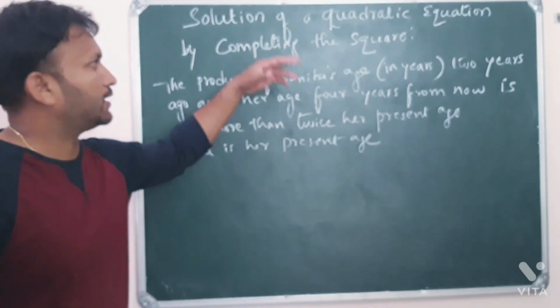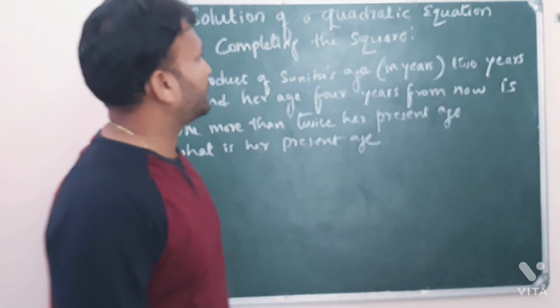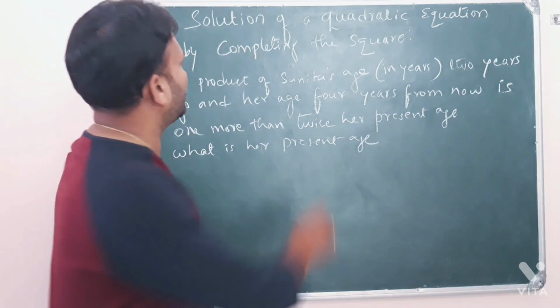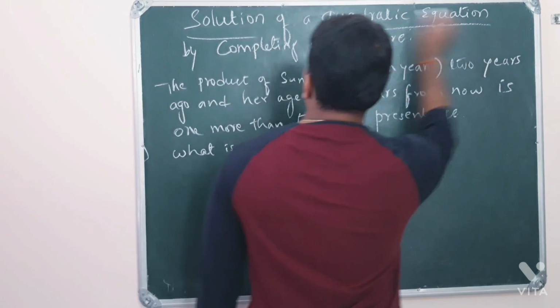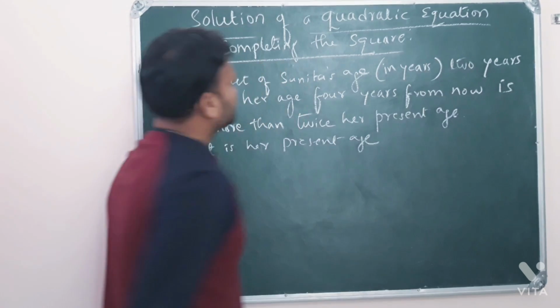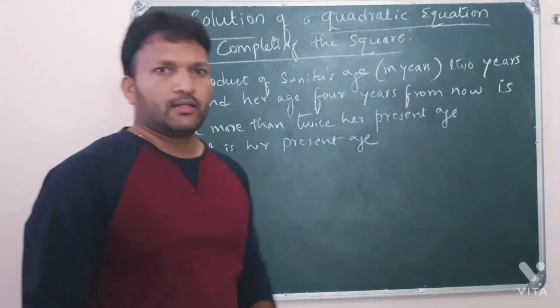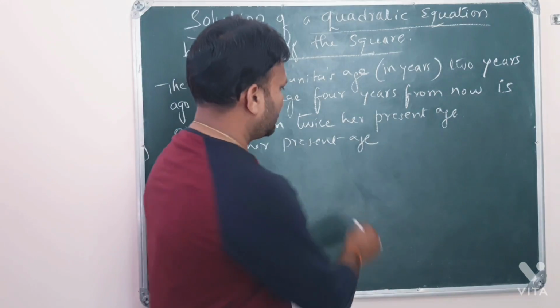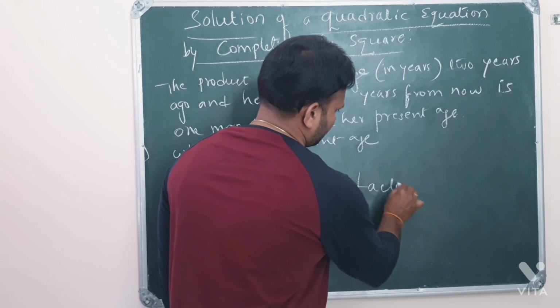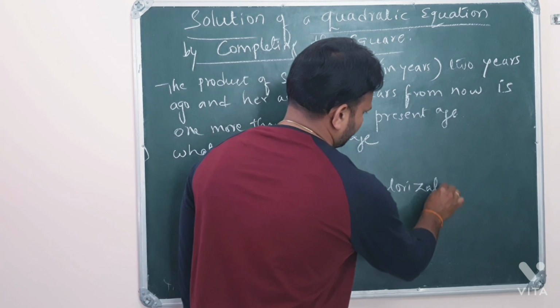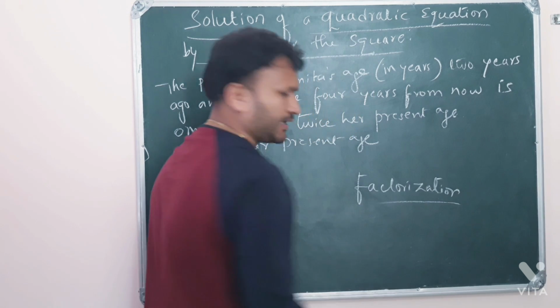Hello, let us discuss the solutions of a quadratic equation by the completing the square method. This is an entirely different method than factorization. We have seen the factorization method.